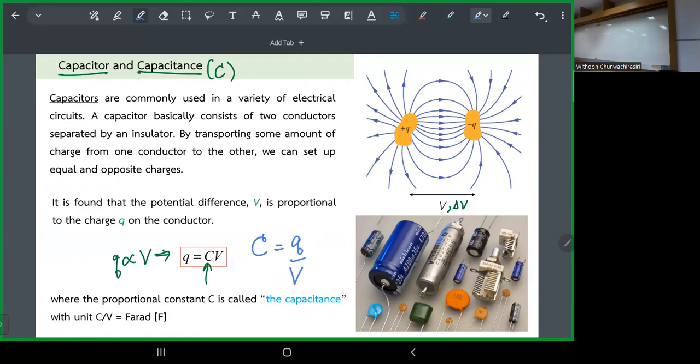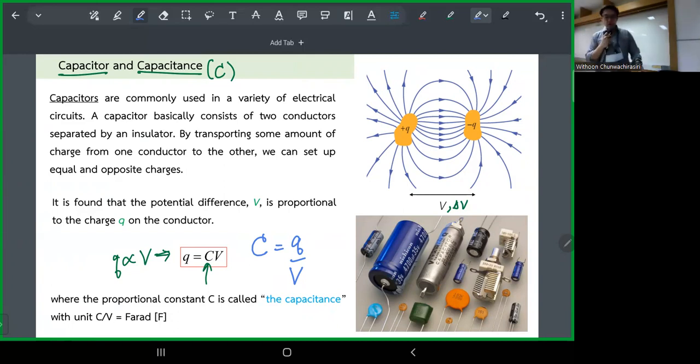Units is easy now because charge is in coulomb and potential difference is in volt. So it is coulomb per volt. We have a special name for it. It's farad right here. All right, so that's cool.